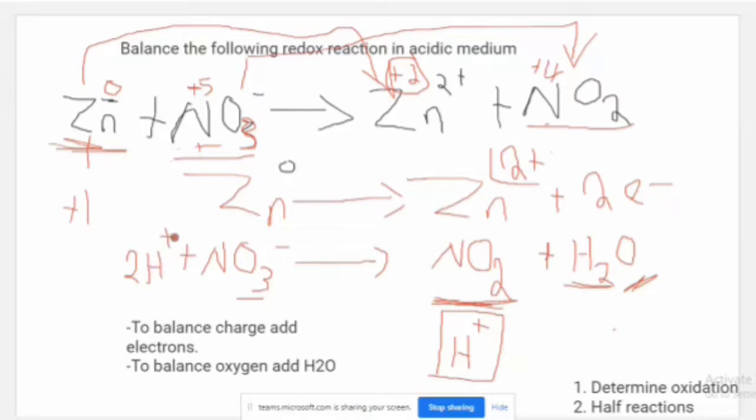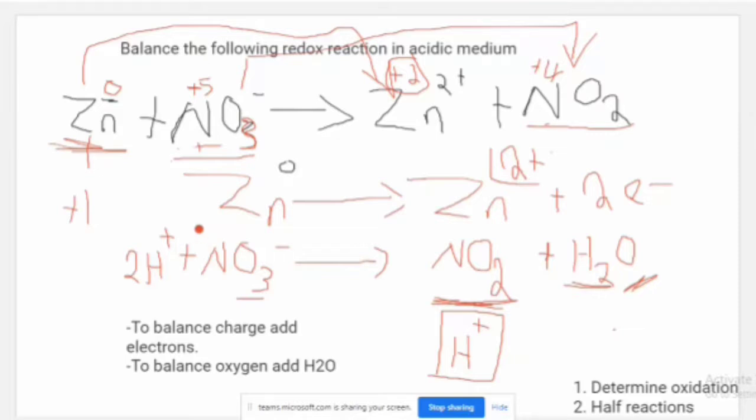Are we together on this one? So I have added two H plus ions on the reactant side as well to balance hydrogen. Are we together? Yes. Okay, so we have balanced the number of atoms for the reduction half equation. We now need to balance the charge. After balancing the number of atoms, we need to balance the charge now.